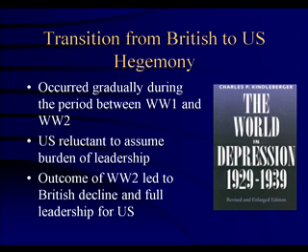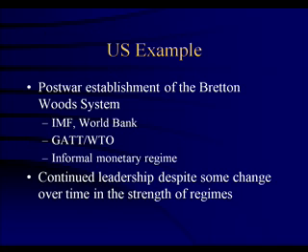The British, by the way, didn't really want to hand off control even after World War II, but they were forced to when their economy didn't recover as well as they hoped it would, and then they started to lose their empire after the so-called East of Suez. Now, the U.S., as we already discussed, established the Bretton Woods system, the IMF, the World Bank, and the GATT, which later became the WTO, and also the informal monetary regime based on the dollar as the key currency.